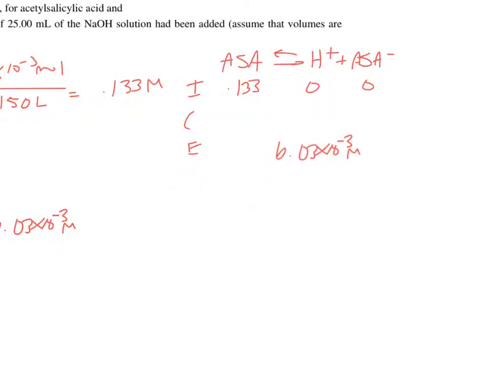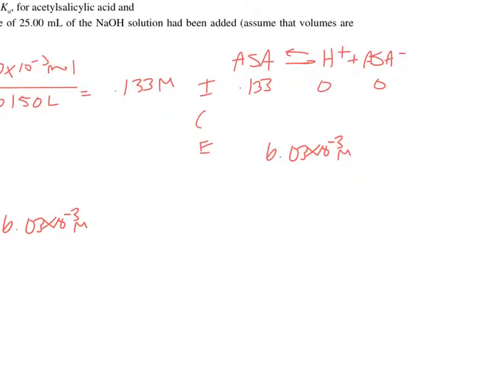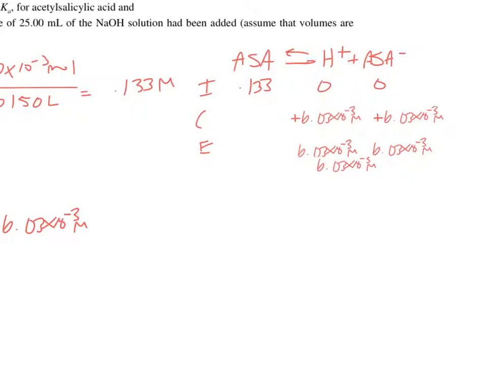That is the equilibrium concentration of the H+, which happens to be the equilibrium concentration of the conjugate base, and those happen to also be the changes. If you know the initial and you know the final, you know the change. The change was plus that, and the change was also for the other one plus that, so I'll just slap that in there. And in this case, the change was minus 6.03 times 10 to the negative third.